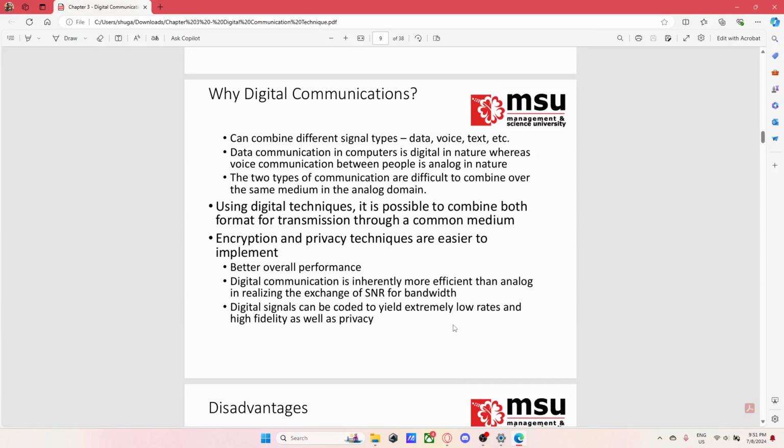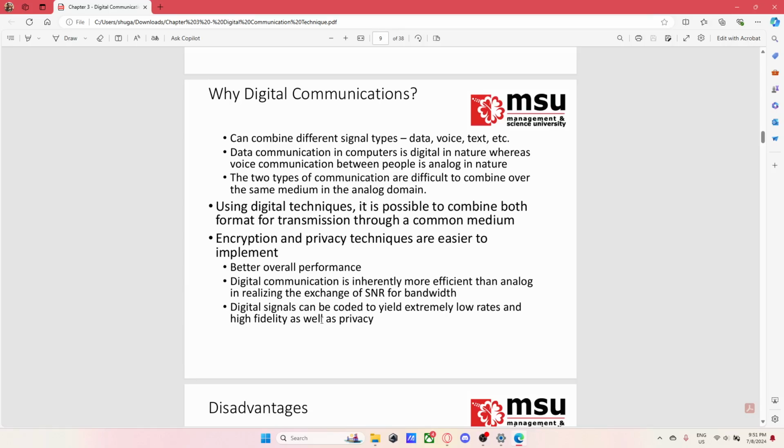Digital communication has better performance, and it is inherently more efficient than analog in realizing the exchange of signal-to-noise ratio for bandwidth. And digital signals can be coded to yield extremely low error rates and high fidelity as well as privacy.